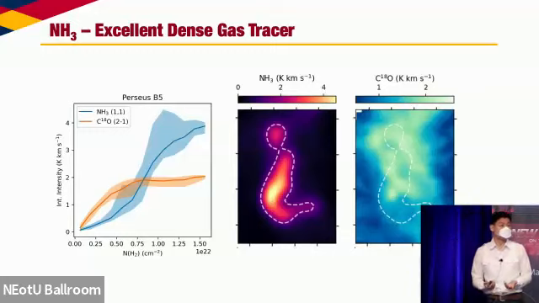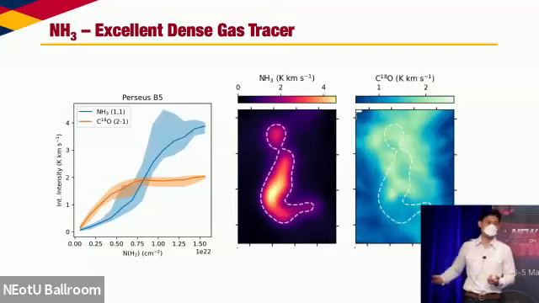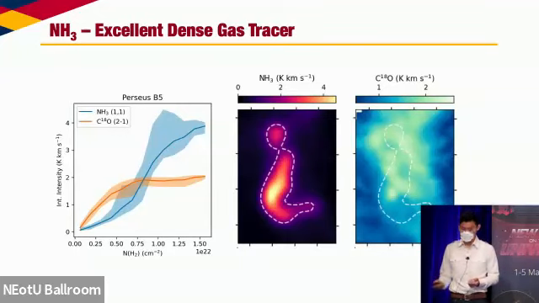Whereas in the middle, what we can use is actually ammonia, which is considered to be a denser gas tracer. In this case, you can see that it correlates quite well with the denser gas as you continue to go on to higher column density regions.